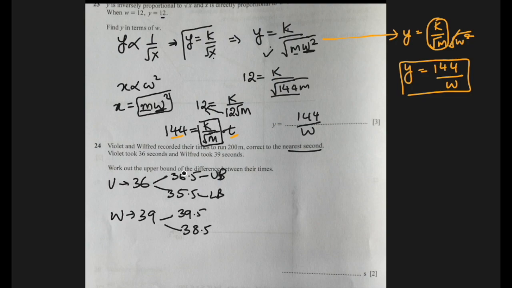Question: work out the upper bound of the difference between their times. Upper bound of the difference means the lower bound of the lower and the upper bound of the higher. So the difference, 39.5 minus 35.5, is 4 seconds. So that's the answer.